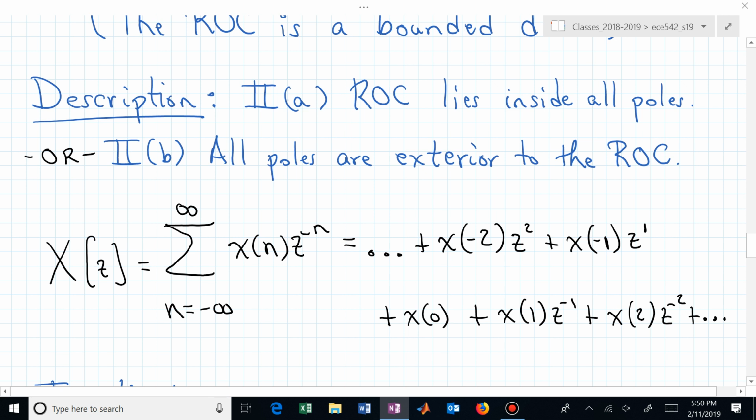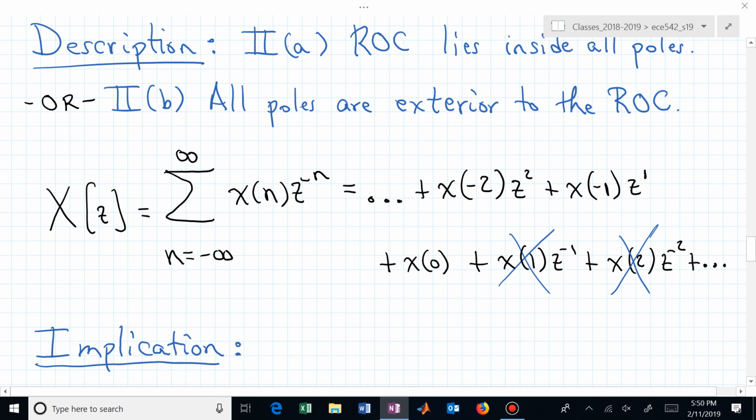These have to vanish for this pattern, because now we're substituting in z equals 0 to all of these, and that forces these terms to equal 0.